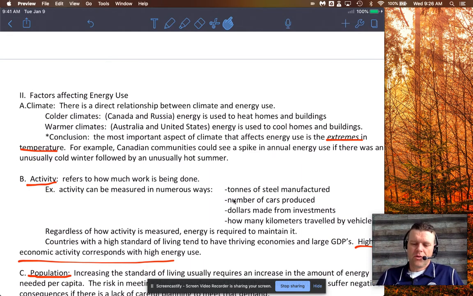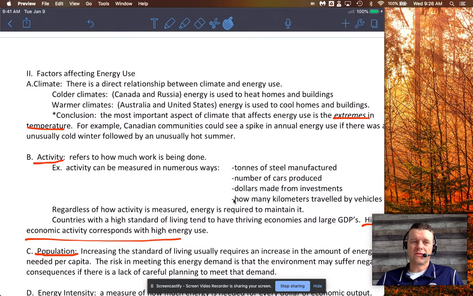And the perfect storm is if you have a cold winter and a hot summer, which can happen. Then you're using energy to heat buildings, and you're using energy to cool buildings. So the extremes in climate affect energy use. And unfortunately, due to climate change, we've seen more and more extremes. So the amount of energy use is not going down, that's for sure.